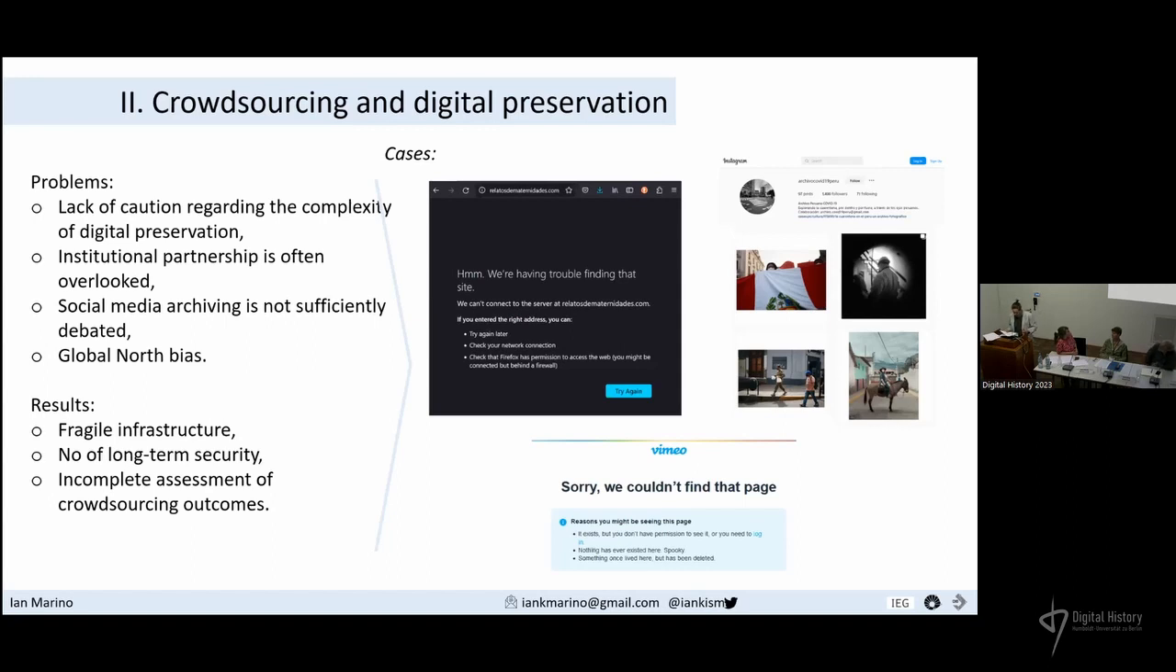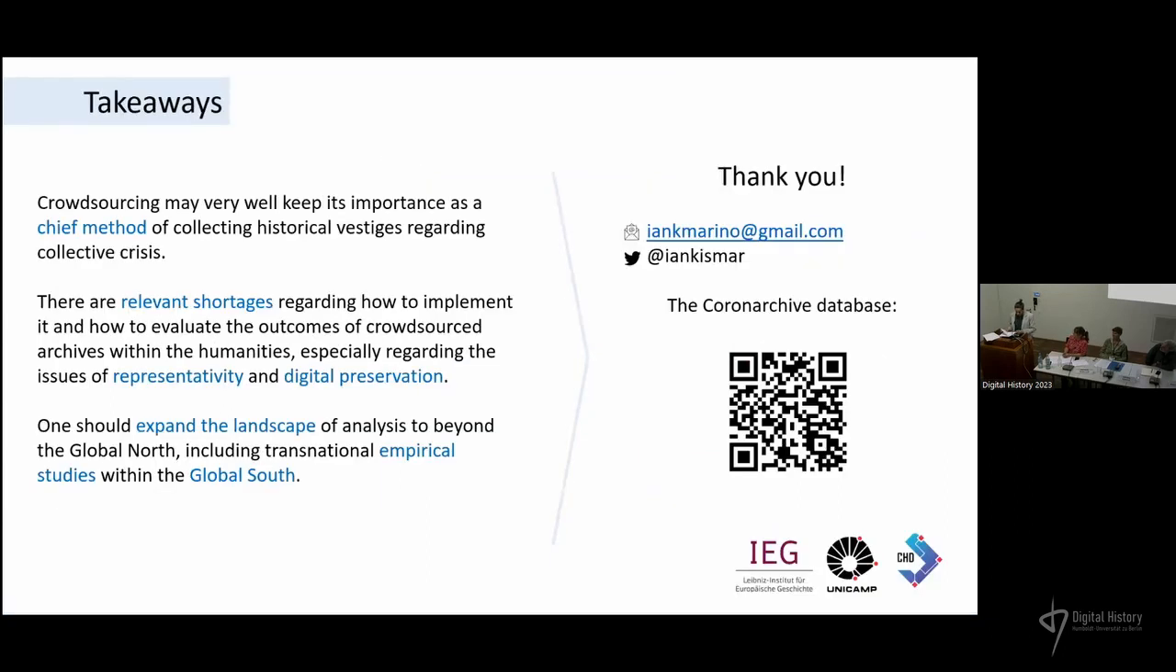Another set of projects apparently rely on social media private pages to present their documentation. That's the case of the Archivo Peruano COVID-19, which is a photograph archive. It is also the case of the Brazilian Relatos do Cotidiano Durante a Pandemia, which uses Facebook. The case of Latin American crowdsourced archives regarding the COVID-19 pandemic illuminates the issues of such method regarding its capabilities of building representative collections, as well as the limitations of precarious digital preservation frameworks.